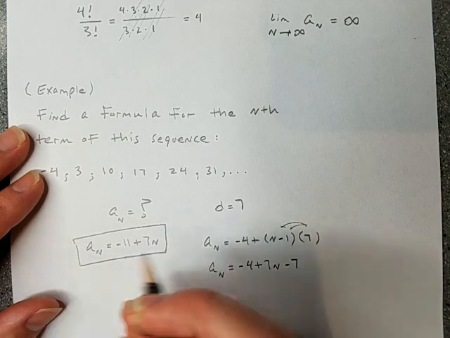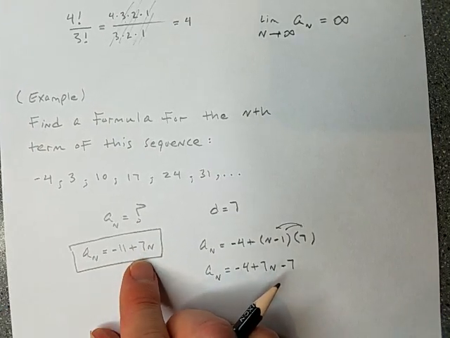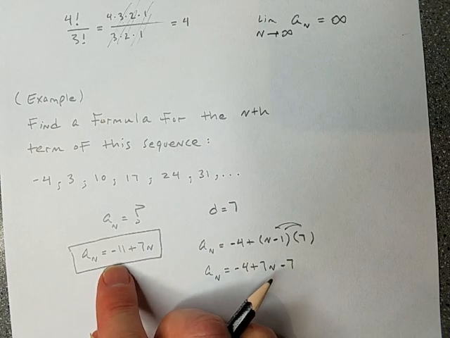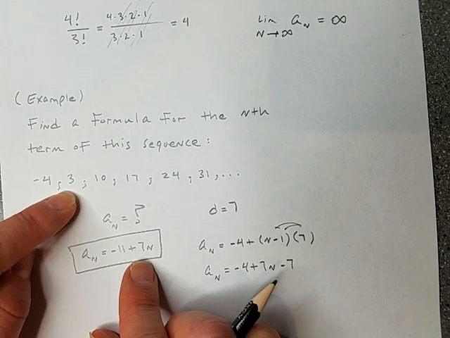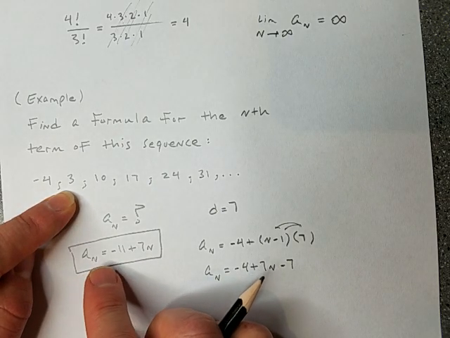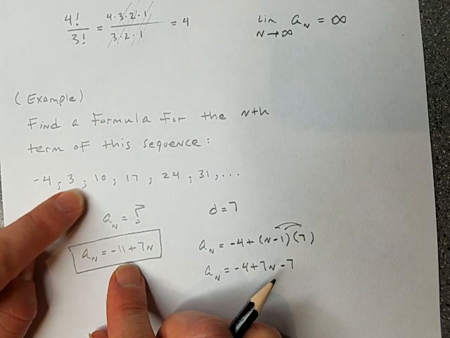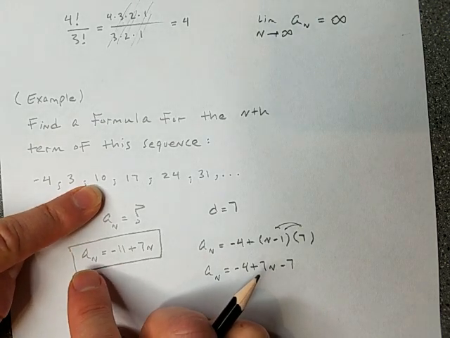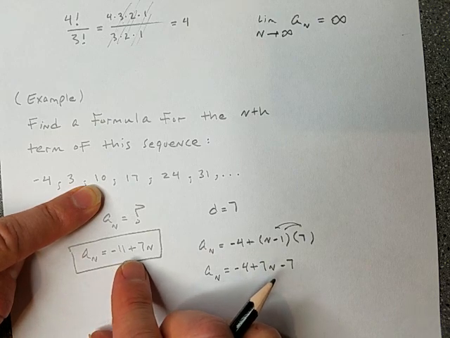Okay, let's try it out. Let's make sure. So what does this say the first term is? I put 1 for n. What's negative 11 plus 7? That would be negative 4. What's the second term? I put 2 for n. What's negative 11 plus 14? That's 3. Let's do one more. What's the third term? The third term I would let n be 3. So that's negative 11 plus 21. That's 10.